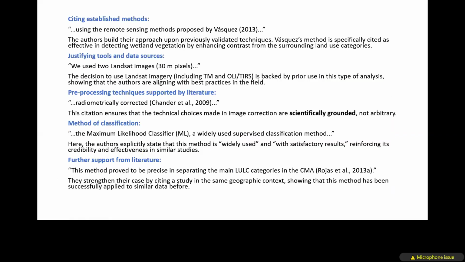The next slide, please. Now this is the summary of the previous slide. You can keep the previous example side by side and compare that with this particular slide. How to cite previous methods, justify tools and methods, pre-processing techniques supported by literature, the methods of classification, further support from literature. Those are some of the examples that I wanted to highlight from the previous example. Please keep the previous slide side by side and have a look at the analysis that I've done.